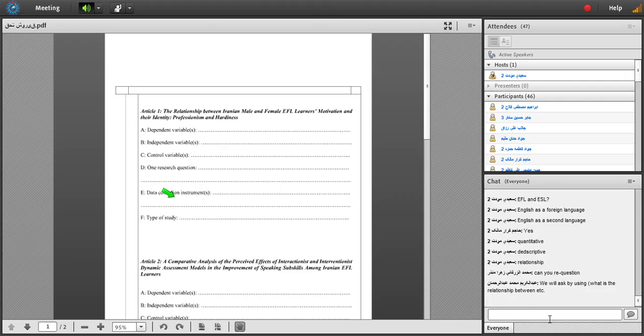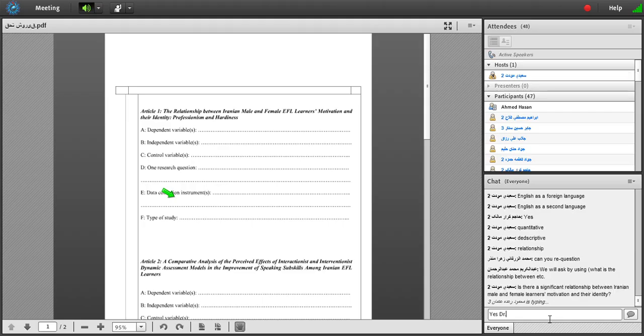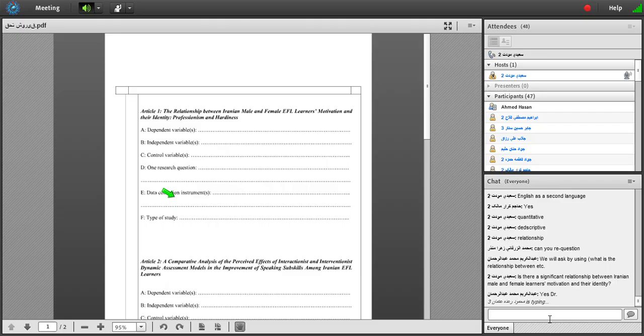Good. So the pattern was, the question was like this. Do you remember? It was, is there a significant relationship between Iranian, male and female learners' motivation and their identity? This is actually the research question we write for this, okay?